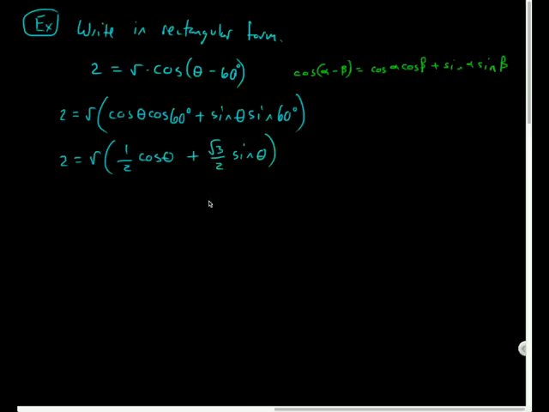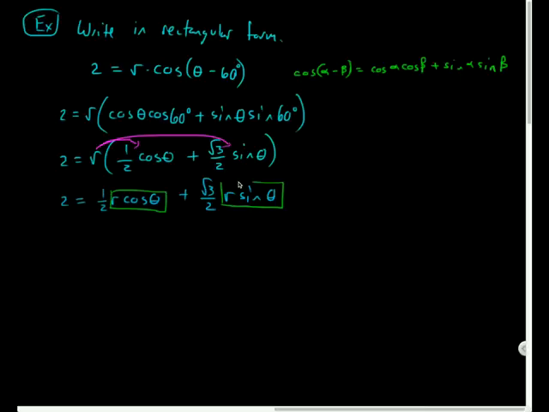So I've got that, and now I could distribute this r into it. I'm doing exactly the opposite of what I had done during my derivation. So I'd have 1/2 r cos theta plus root 3 over 2 r sine theta. And hopefully, being in this chapter, you can recognize what these can be substituted for quickly. I would get 2 equals 1/2 x plus root 3 over 2 y.